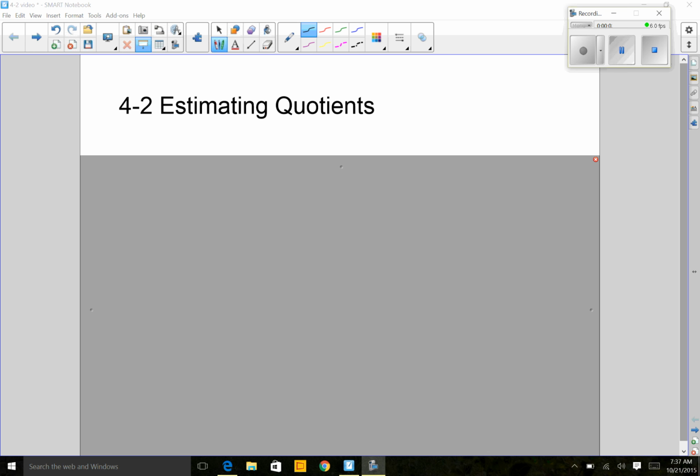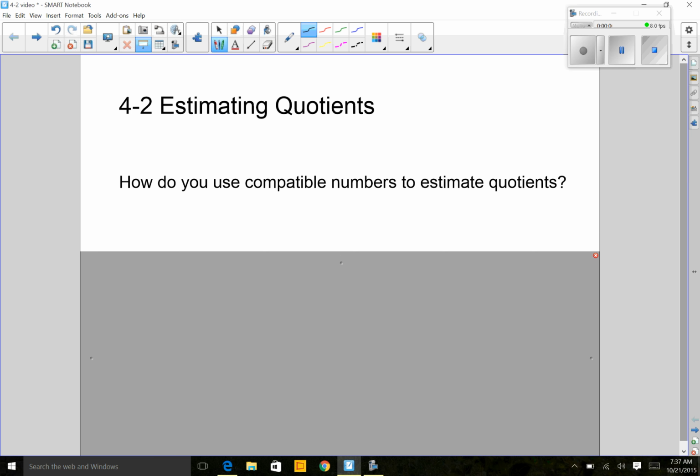This is topic 4, lesson 2, estimating quotients. So we're going to talk about how to use compatible numbers to estimate quotients. Just like we've been talking about using estimating with multiplication, we're going to talk about estimating with quotients and division.